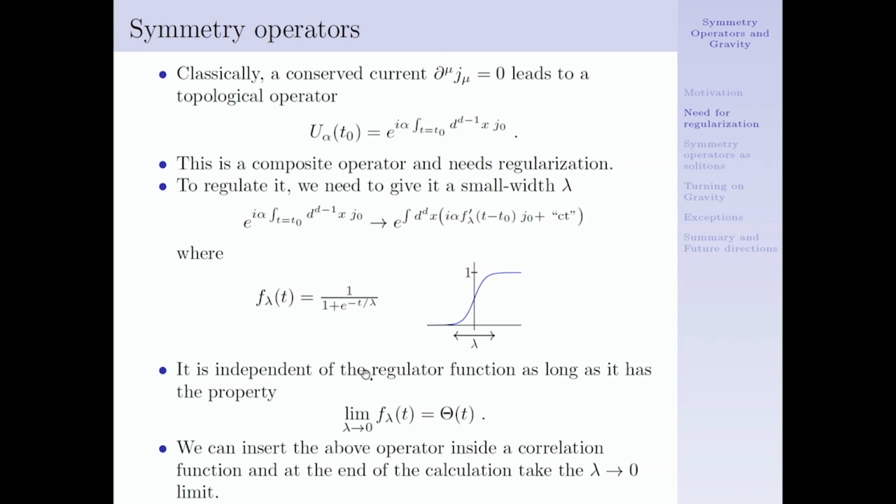So here, I've chosen this regulating function, but it turns out that our analysis stays the same as long as f is a smooth version of the theta function. So let me repeat again that the prescription here is that we take this operator, we insert it in a correlation function, we do the calculation, everything is finite, and at the end we take the lambda going to 0 limit, which corresponds to the topological operator.